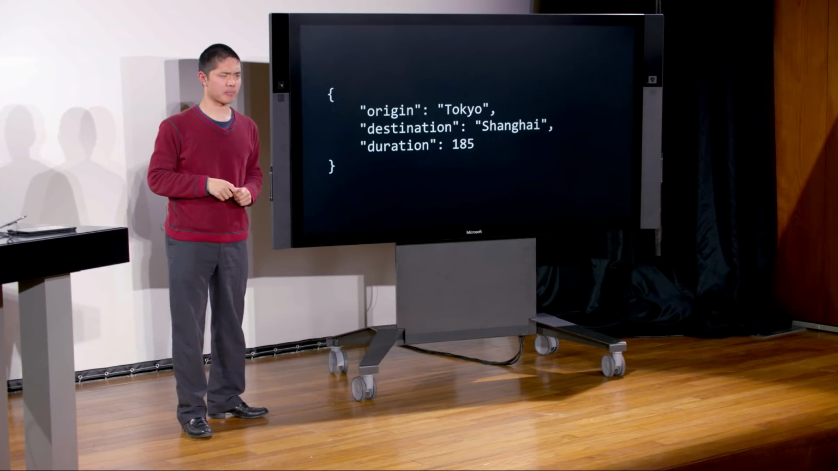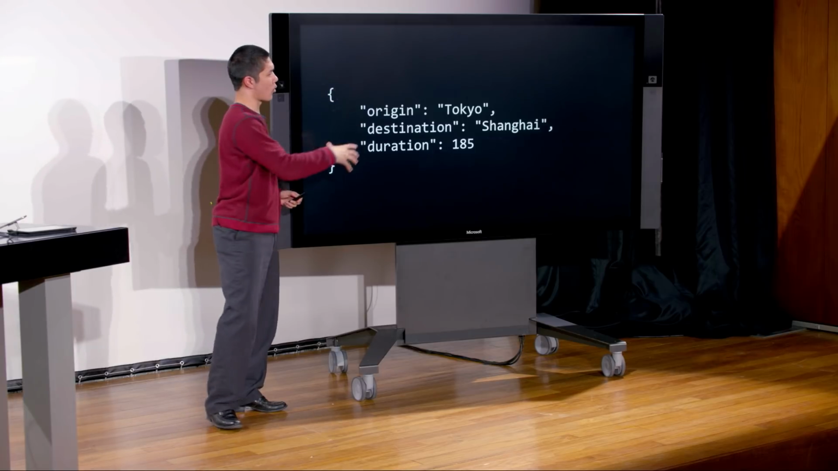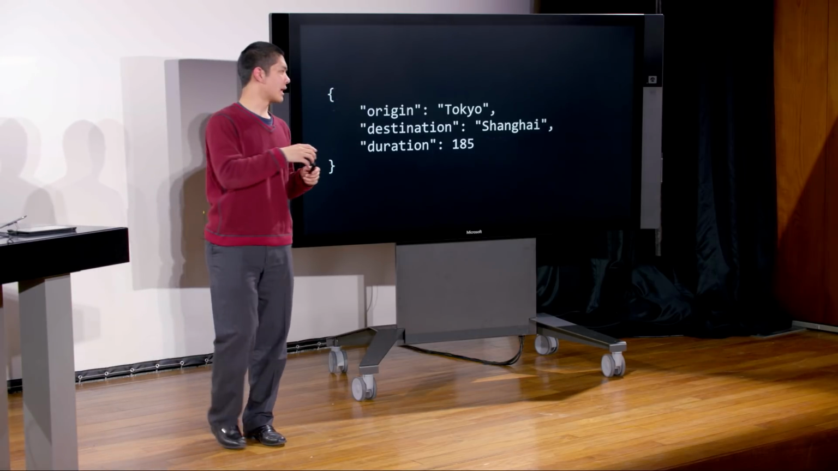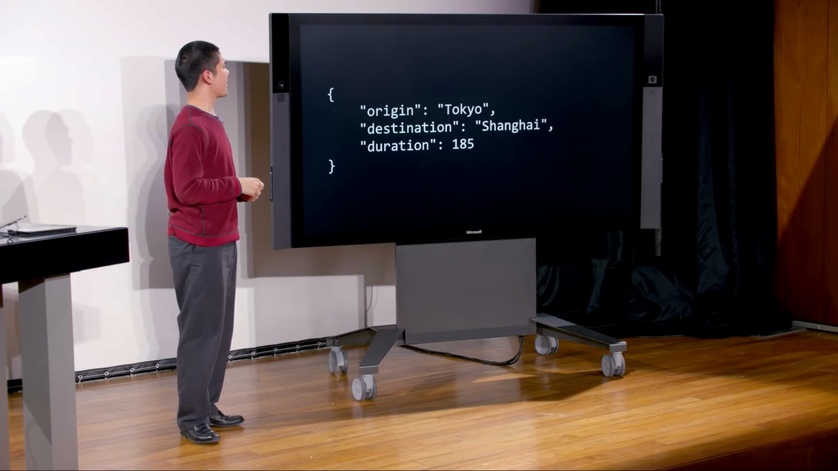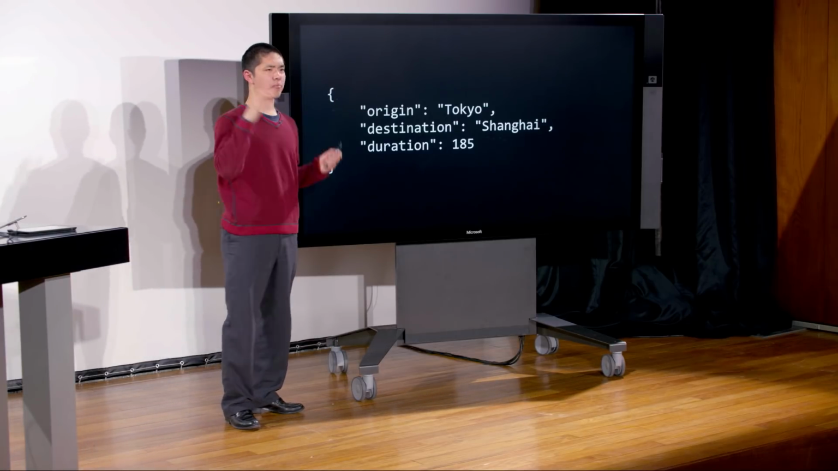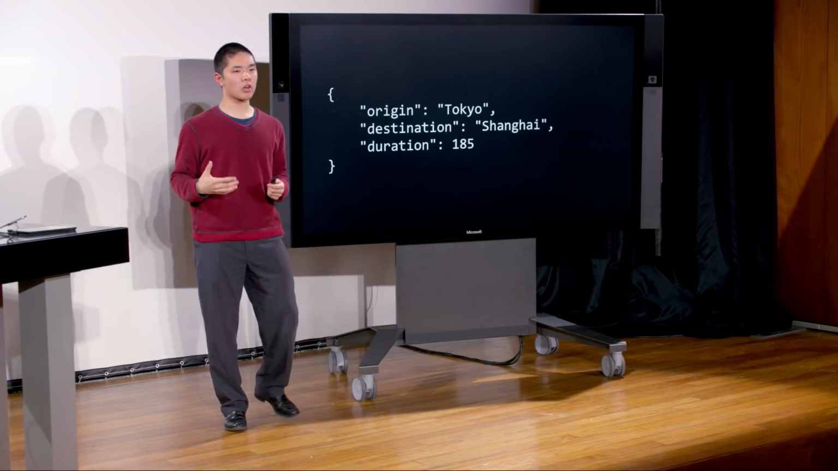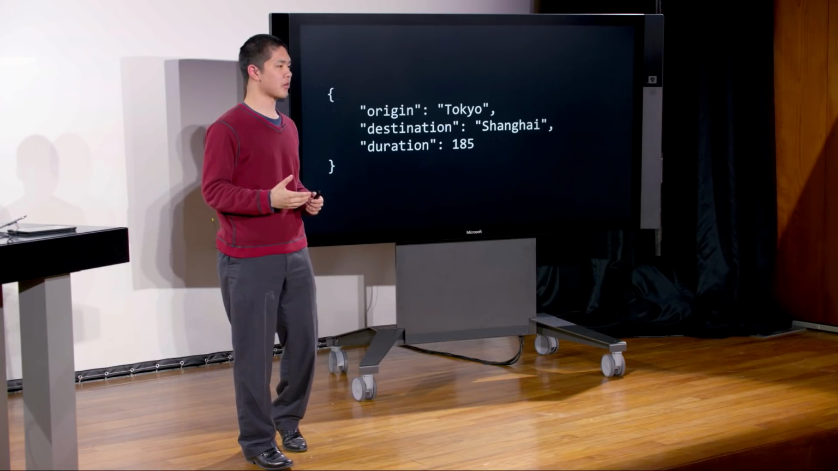And JSON also supports the ability to nest within it other containers or collections of other items. So maybe in our JSON object for representing what a flight is, we might also want to represent the passengers in the flight and who's on the flight.